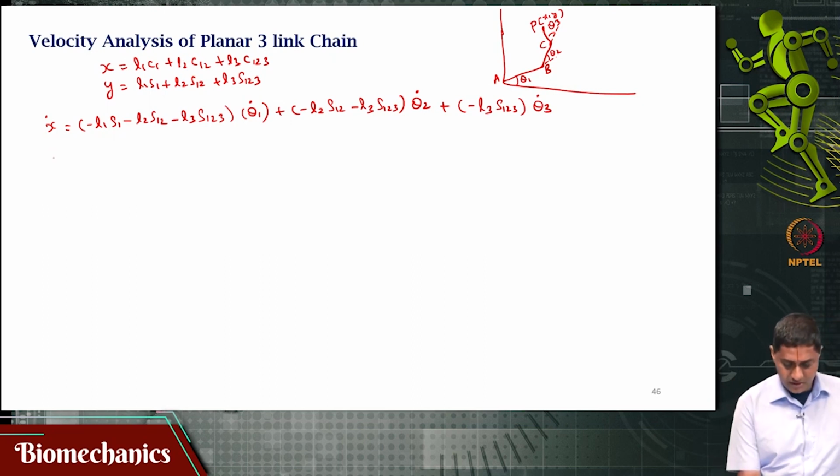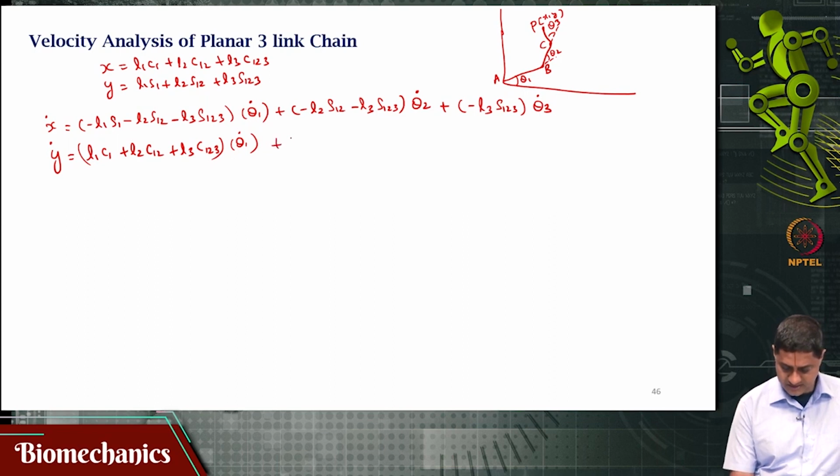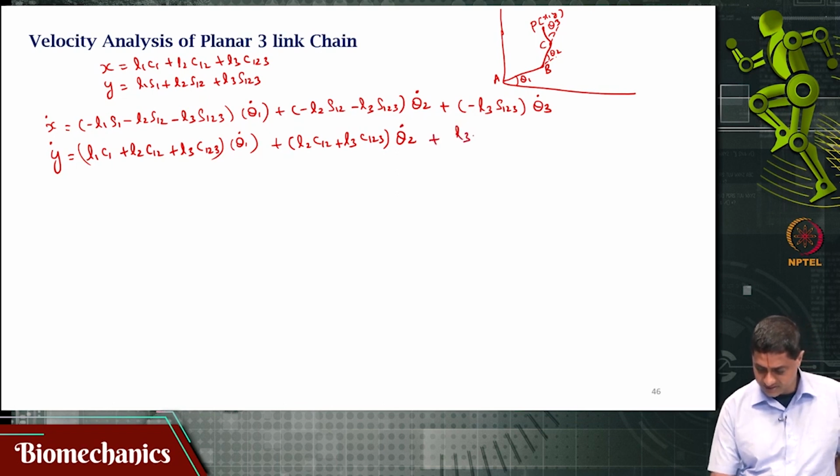Likewise, y dot would be L1C1 plus L2C12 plus L3C123 times theta 1 dot, plus L2C12 plus L3C123 times theta 2 dot, plus L3C123 times theta 3 dot.